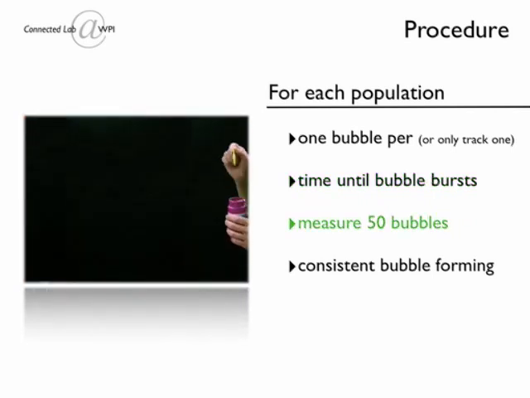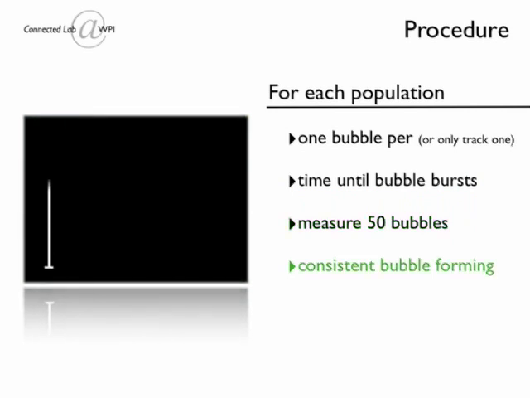You will measure the lifespan of 50 bubbles. In order to keep all of the parameters, aka control variables, consistent between runs except for the experimental variable you are testing, you should try to form all of the bubbles the same way. Be as consistent as possible in the height from the ground and the force used to form them.